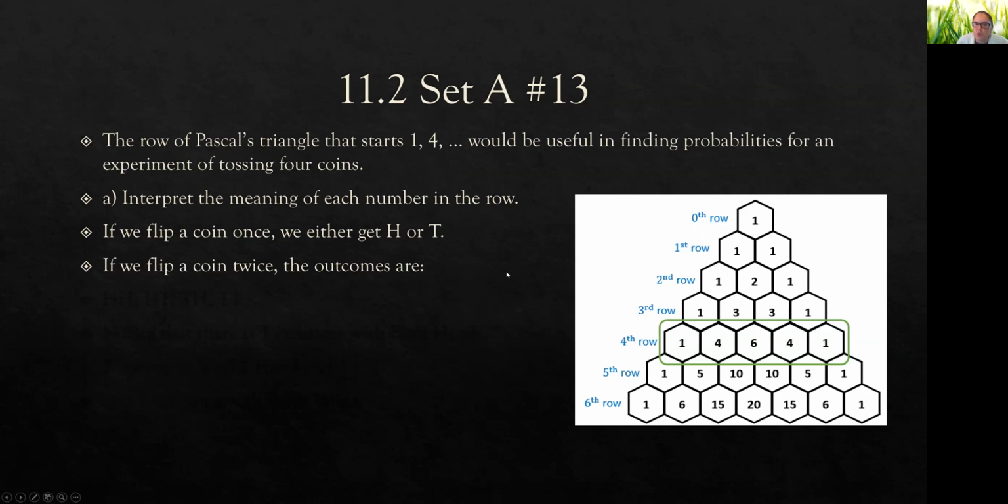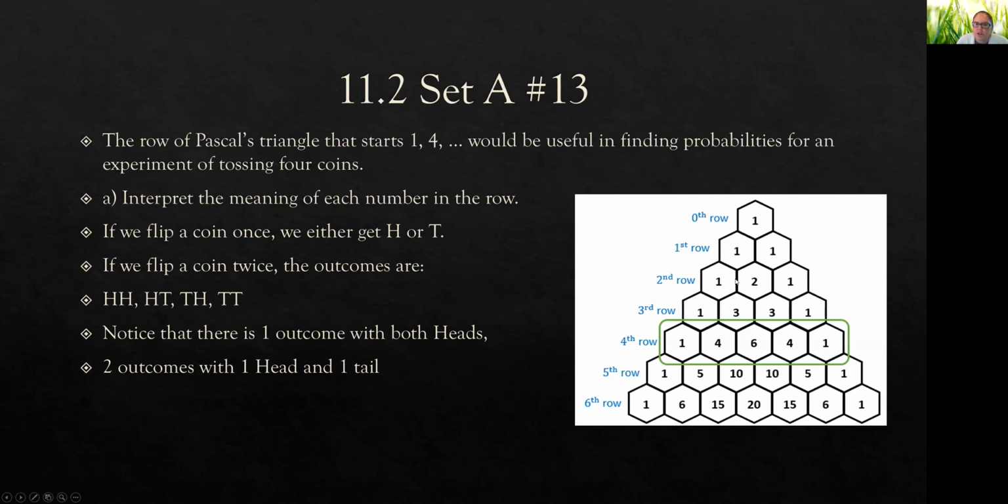If we flip a coin twice, the outcomes are, well, we could get heads, heads, heads, tails, tails, heads, or tails, tails. So there's one outcome that has both heads. There's two that have one head and one tail. So we either get the head first or the tail first. There's 2 outcomes. That would be this number. And there's one outcome that has both tails. So we're looking at the second row when we flip 2 coins.